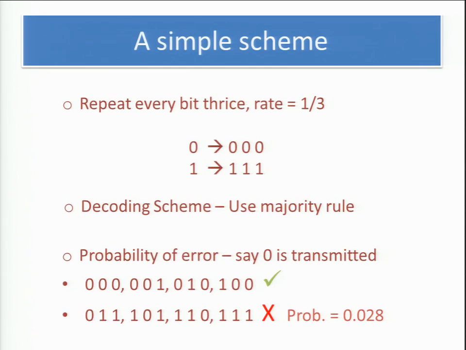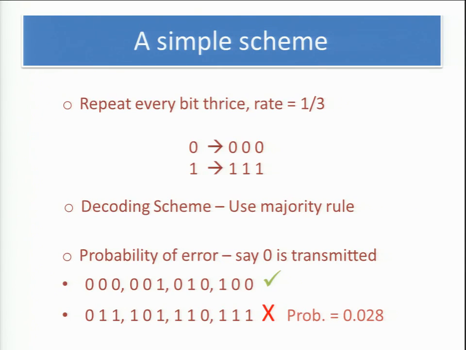So what is the probability of error in this case? If these patterns are observed at the receiver, which are 0 0 0, 0 0 1, and so on, there are 2 zeros in each one of these sequences. So all these are decoded correctly if a 0 is transmitted. And suppose the message is 0, but you receive one of the other patterns, then you will decode it in error. And you can calculate that the probability is 0.028. I guess this probability is easy to calculate.